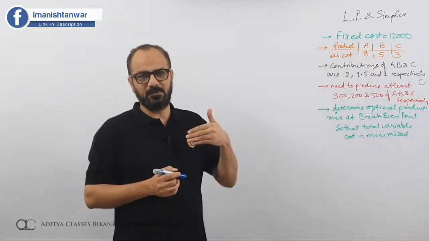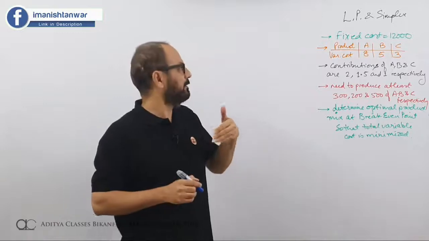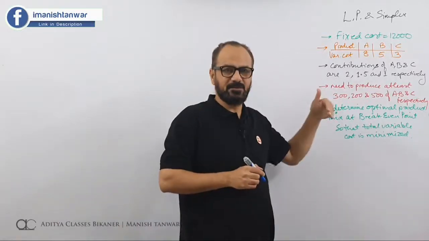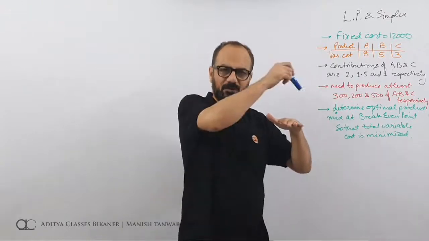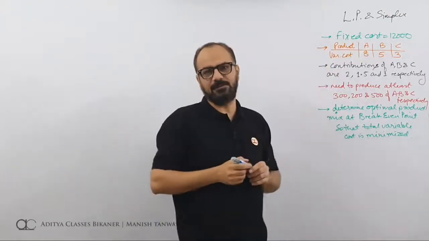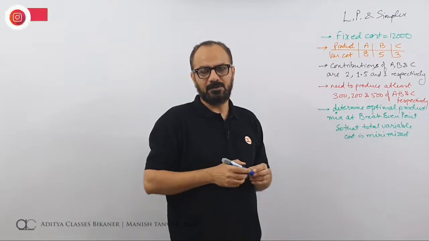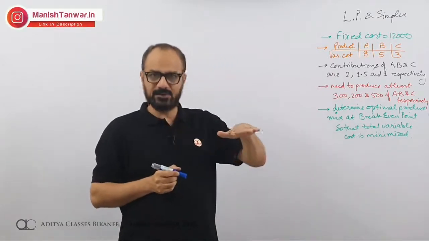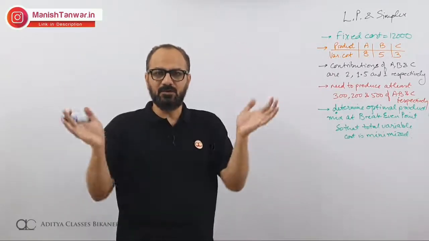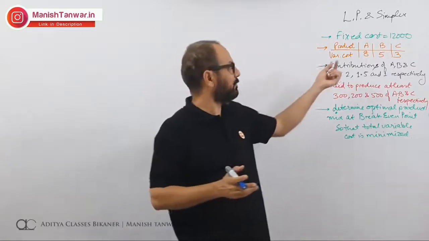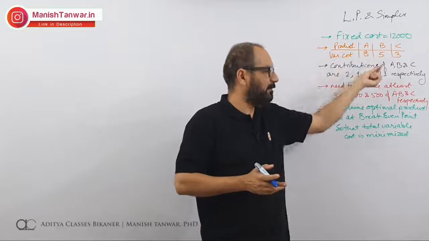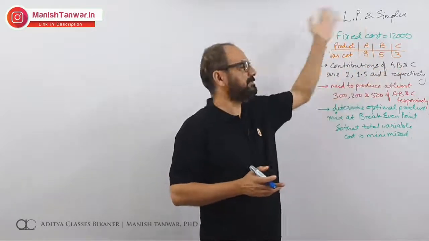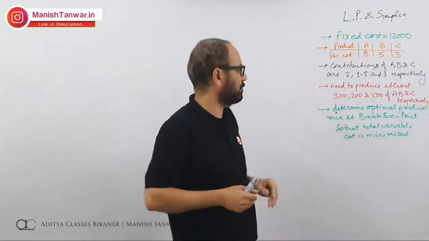A costs me 8 rupees per unit variable cost. B costs me 5 rupees and C costs me 3 rupees. Along with this variable cost there is a fixed cost which is 12,000. So that 12,000 is apart from this variable. So when I am through with all my production, the total cost will be the component of variable of A, component of variable of B, component of variable of C plus this fixed cost. So this is my total cost.